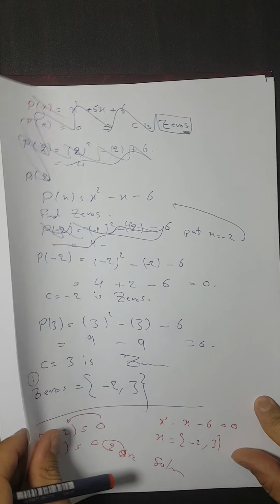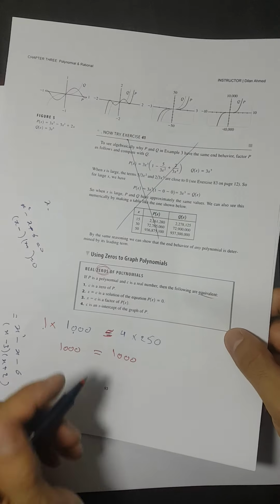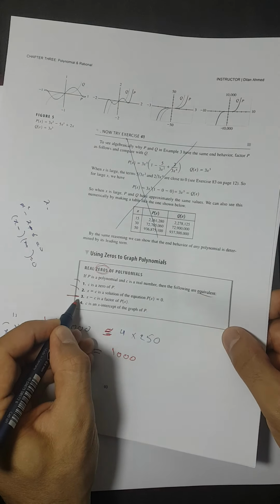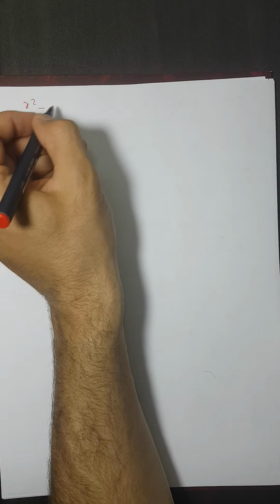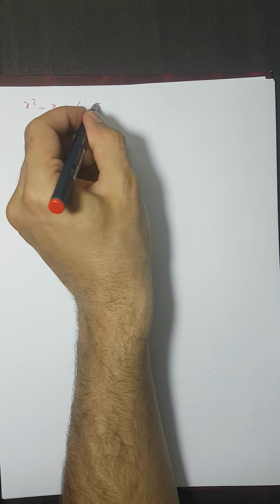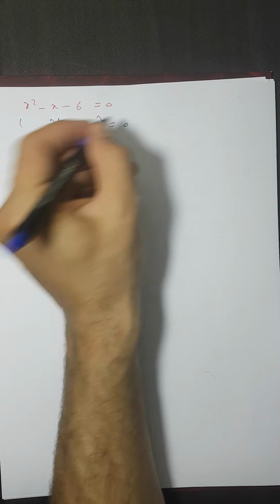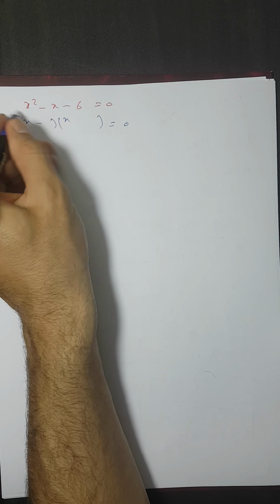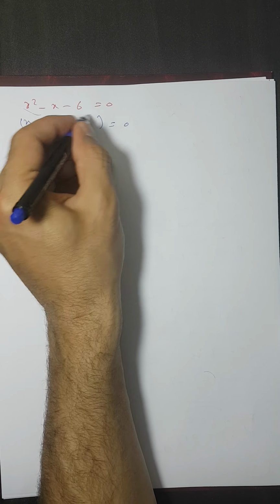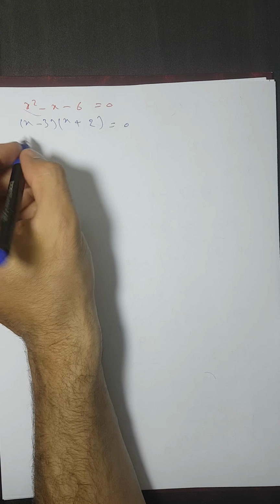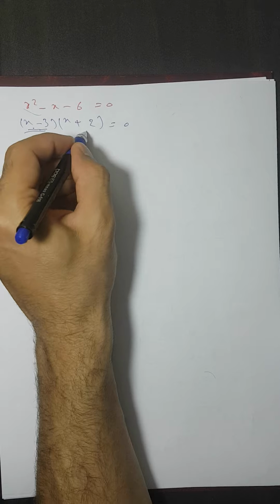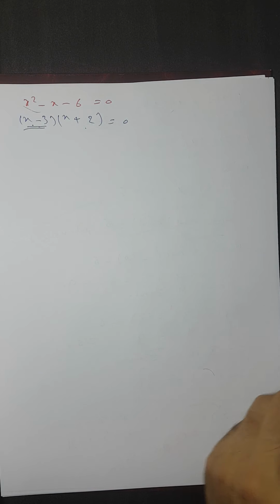How about factor? What do you mean by factor? Now I'm going to number 3 here. By factor, if I have x squared minus x minus 6 equal to 0, I can change it to the factors: x minus 3 times x plus 2. So here are my factors. So x minus 3 and x plus 2 are factors.